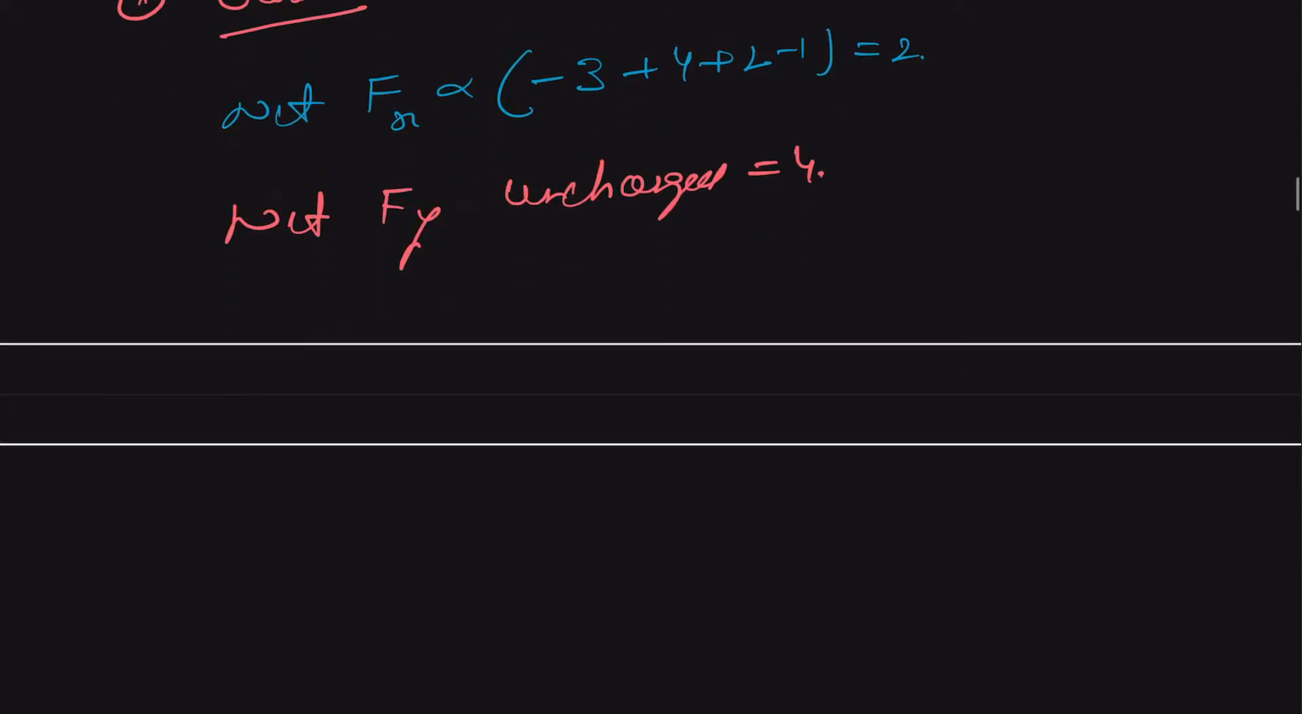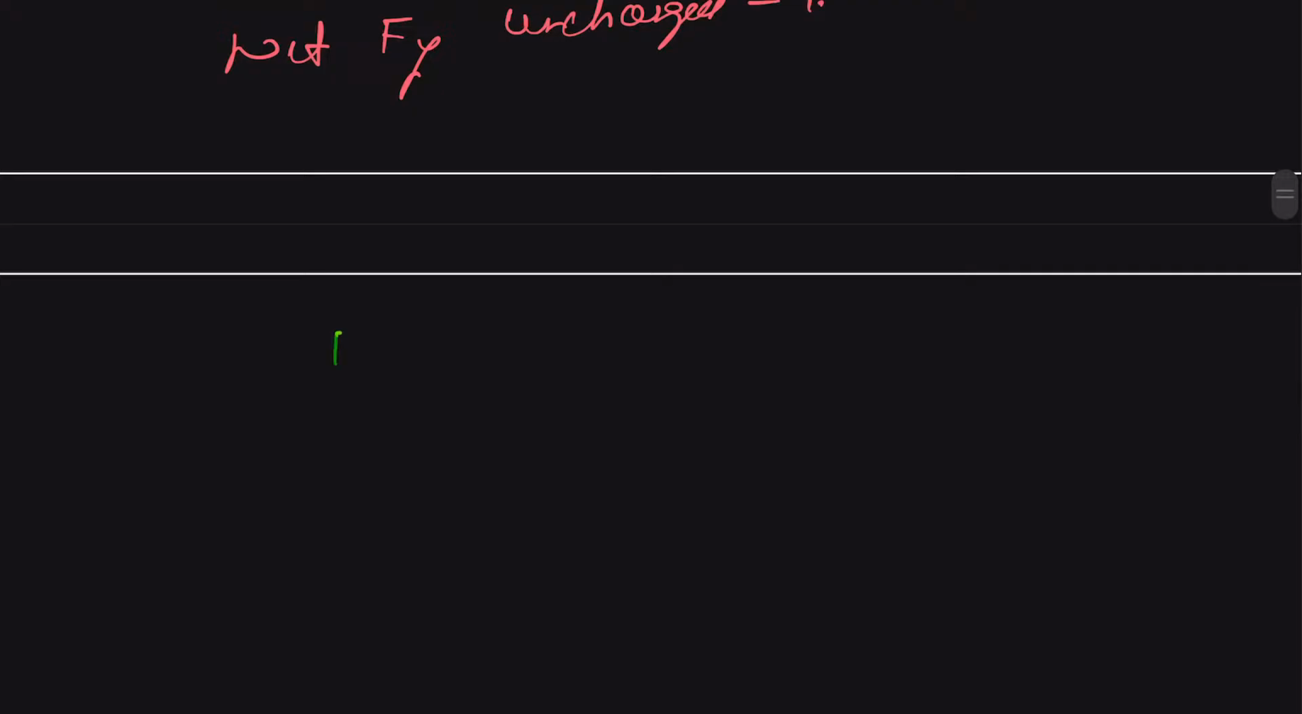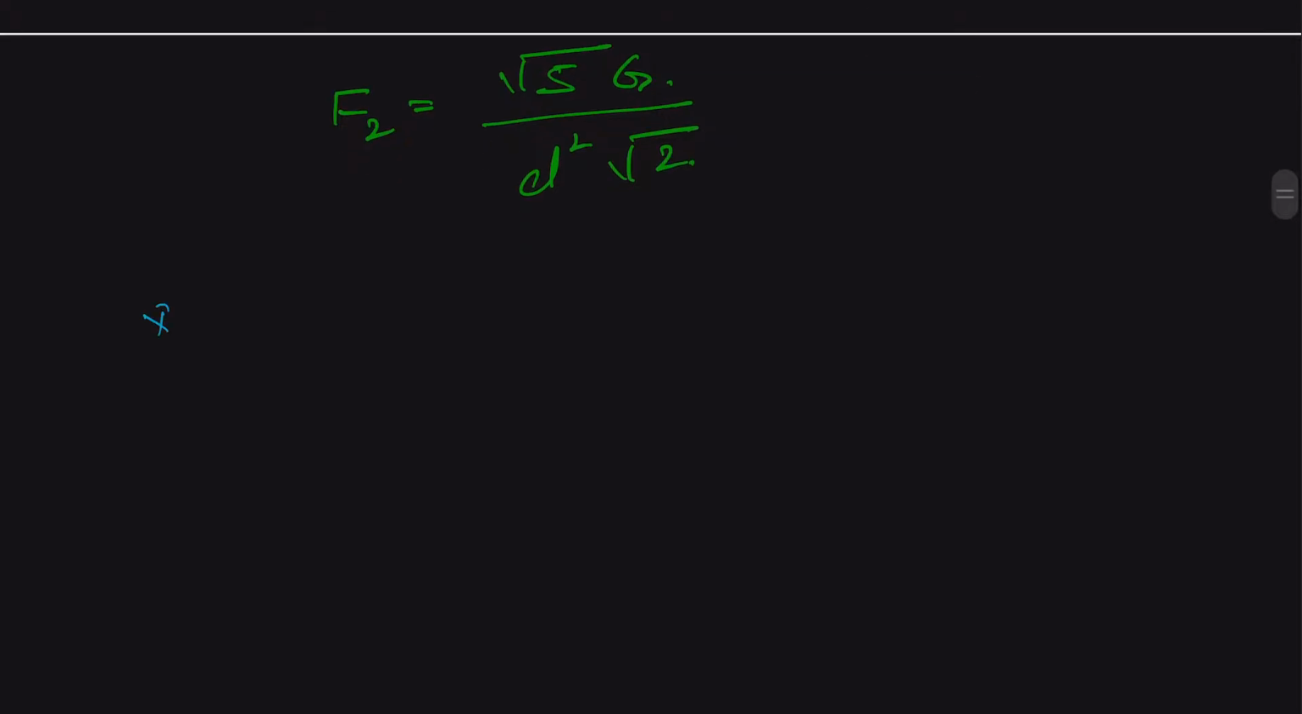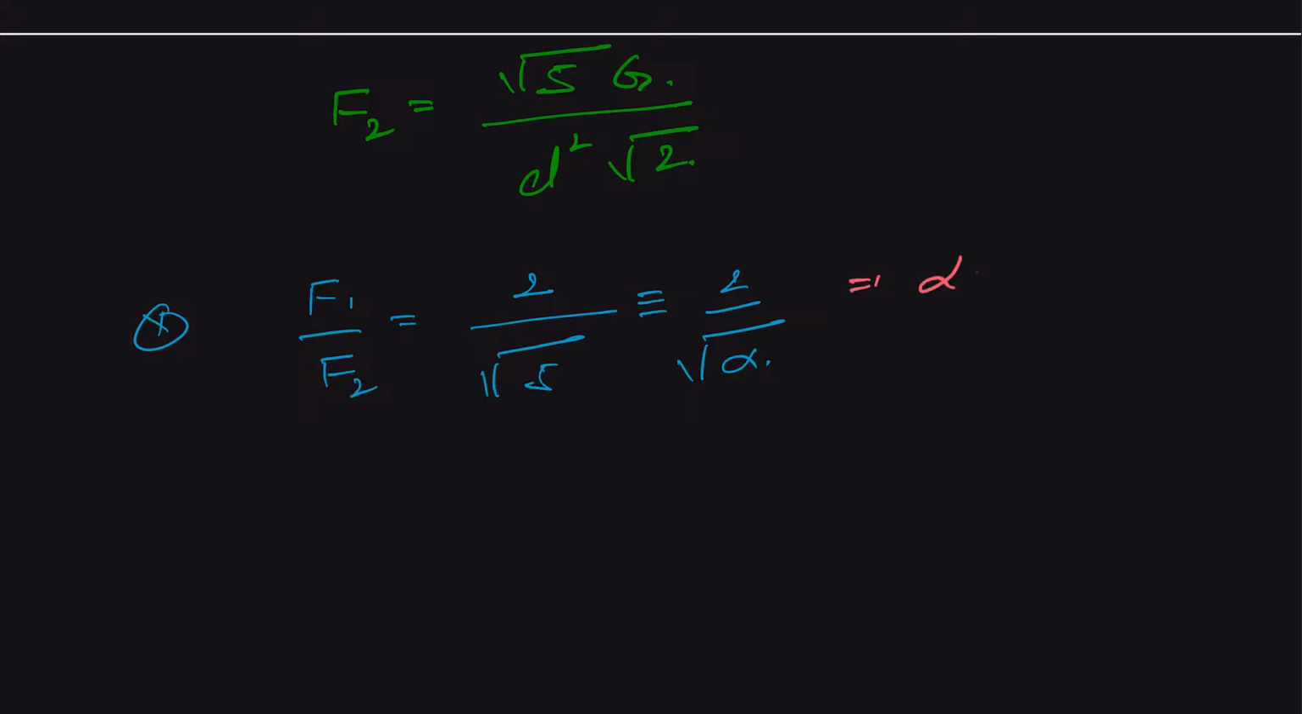Therefore we can write that our F2 will be equal to square root of 5 times g divided by d square and square root of 2, and we are supposed to find the ratio. So we get our F1 upon F2 is equal to 2 square root of 5, which is given to us as 2 square root of alpha. So we get that value of alpha is equal to 5. Next question.